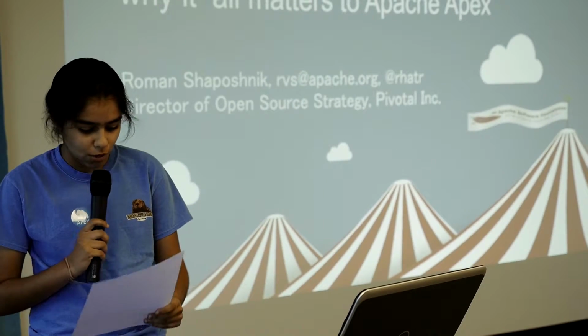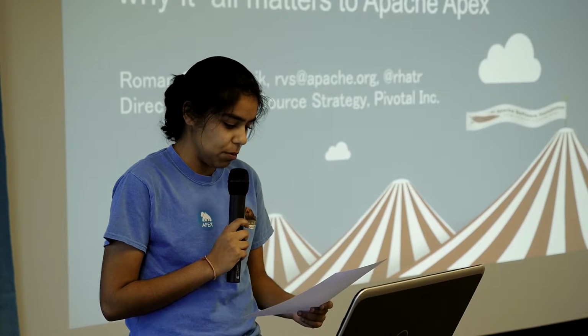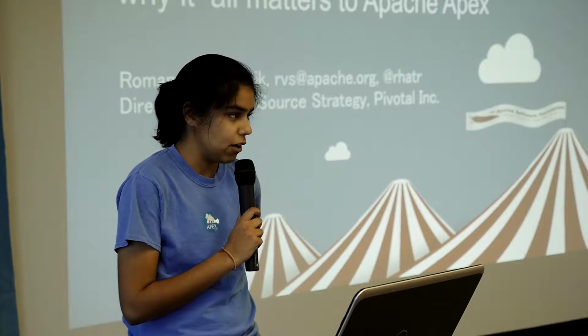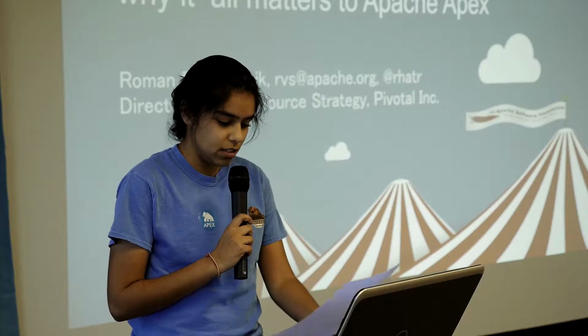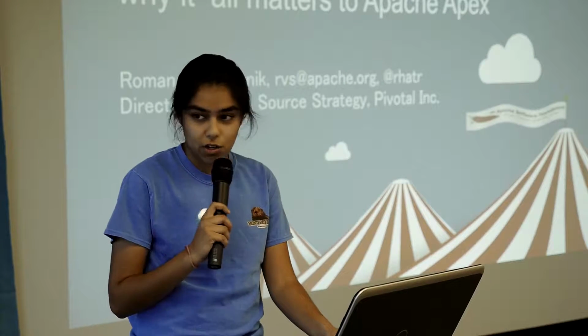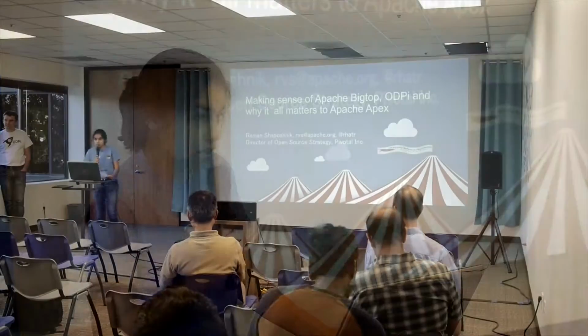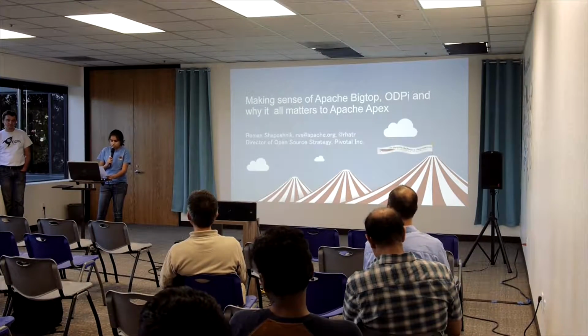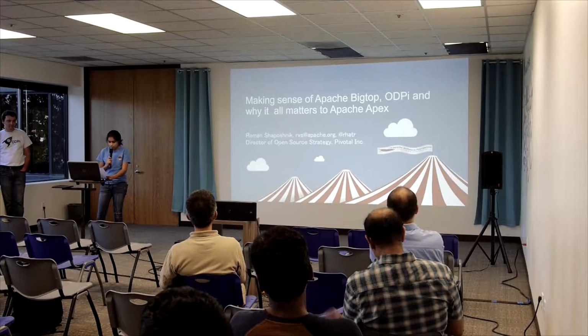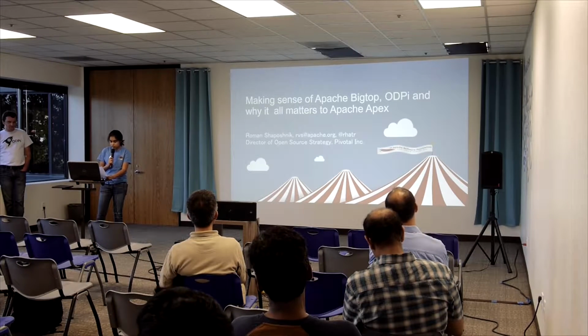We're going to start off with Roman Shaposhnik, Director of Open Source at Pivotal, committer at Apache Hadoop, and founder of Apache Bigtop. He's going to talk about making sense of Bigtop's role in ODPi and how it matters to Apache Apex. And then we're going to go with Chinmay, who's an engineer at DataTorrent and a committer at Apache Apex. He's going to talk about how, for ease of use and development, Apache Apex leverages Bigtop. Apex, being a part of Bigtop's stack, can be easily deployed in both RPM-based cluster systems and Debian cluster systems and run validation for installation. And so I'm going to give it over to Roman.